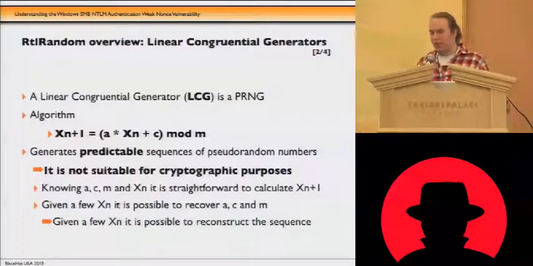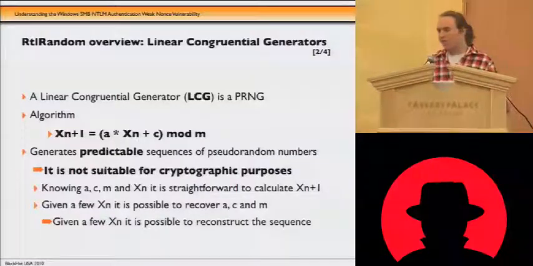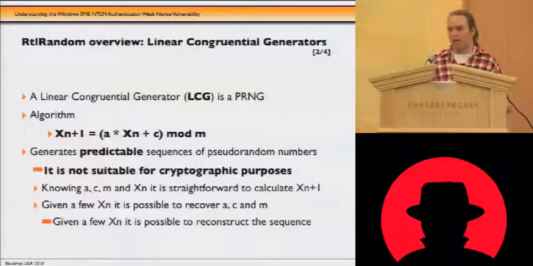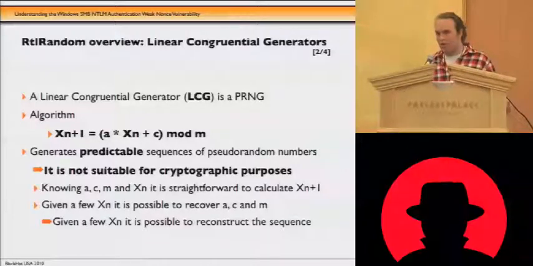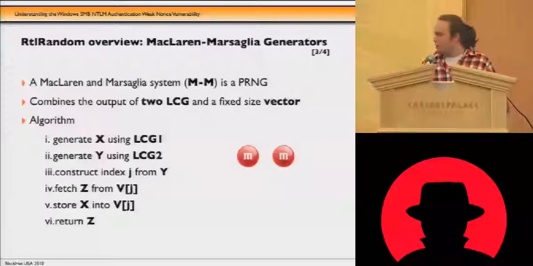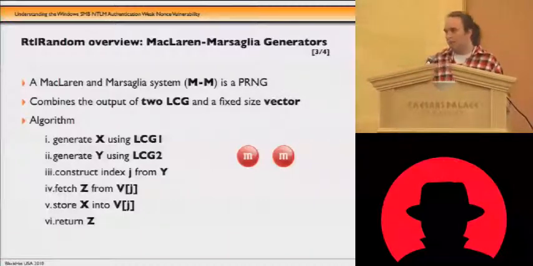I said that an M&M system uses 2 LCGs. LCGs are linear congruential generators. These functions are good for statistical randomness and for simulation, but they're not suitable for cryptographic purposes because they generate a predictable sequence of numbers. M&M is the form of the RTL function. That's the algorithm for creating the sequence of numbers. It was proposed around 1956.